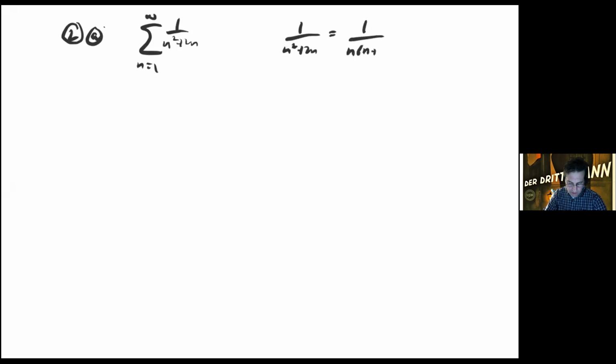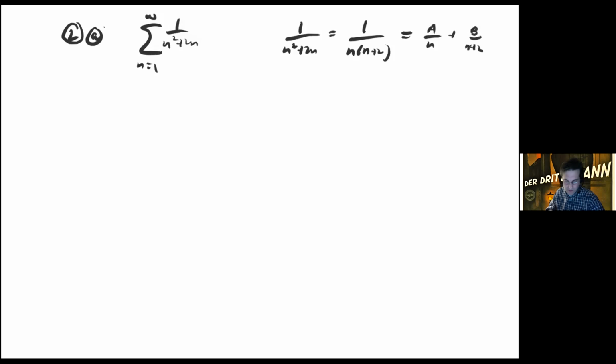So problem number 2, part A, is to sum up the series 1 over n squared plus 2n, n goes from 1 to infinity. And the idea is that 1 over n squared plus 2n is equal to 1 over n times n plus 2. And the idea will be this is going to be some sort of telescoping series, but in order to deal with that, we have to solve the partial fractions expansion: A over n plus B over n plus 2.